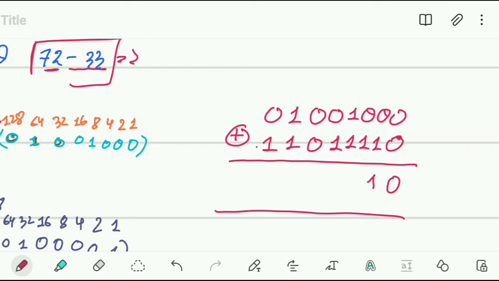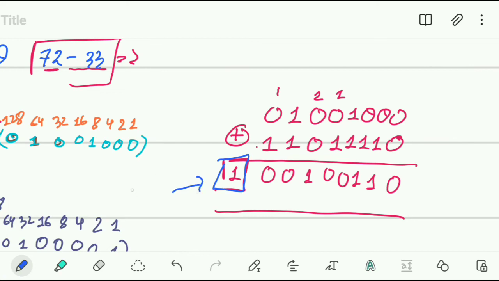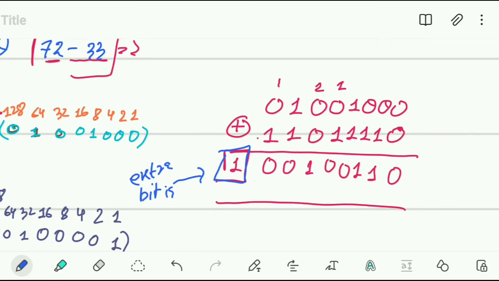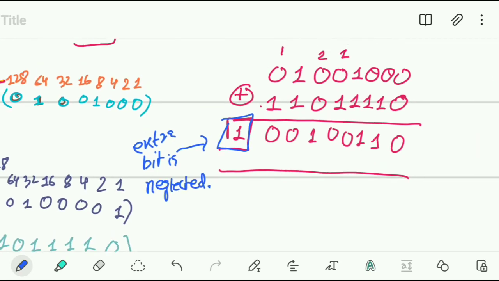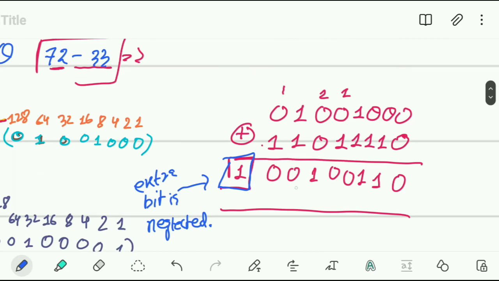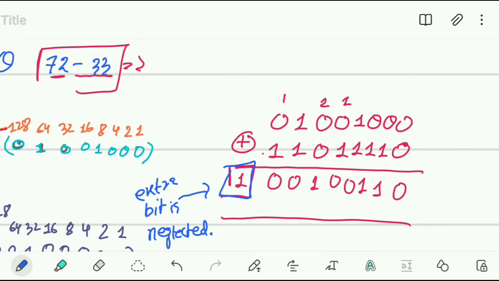So 0 1 1 1 plus 1 is carry forward 0, and 1 is up, then again carried forward 1, carried forward 1, and carry forward and 1. So this is the extra bit. We're going to neglect this. This extra bit is neglected, and this is the answer.